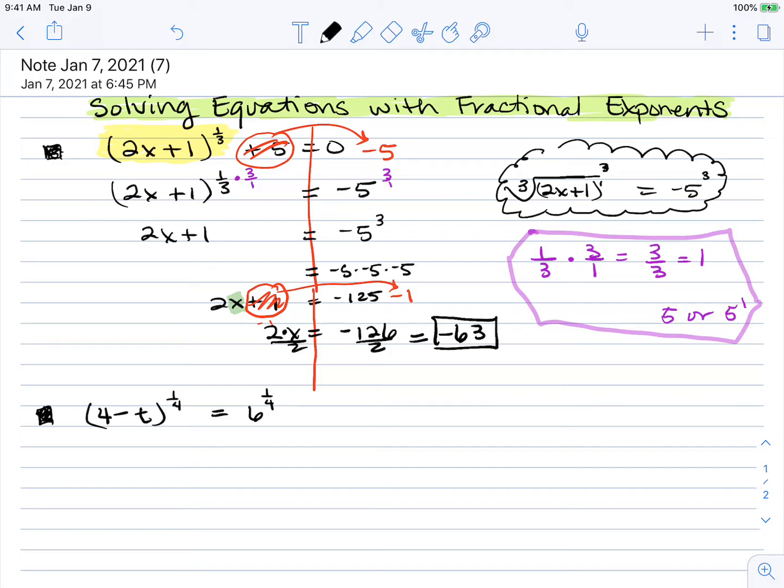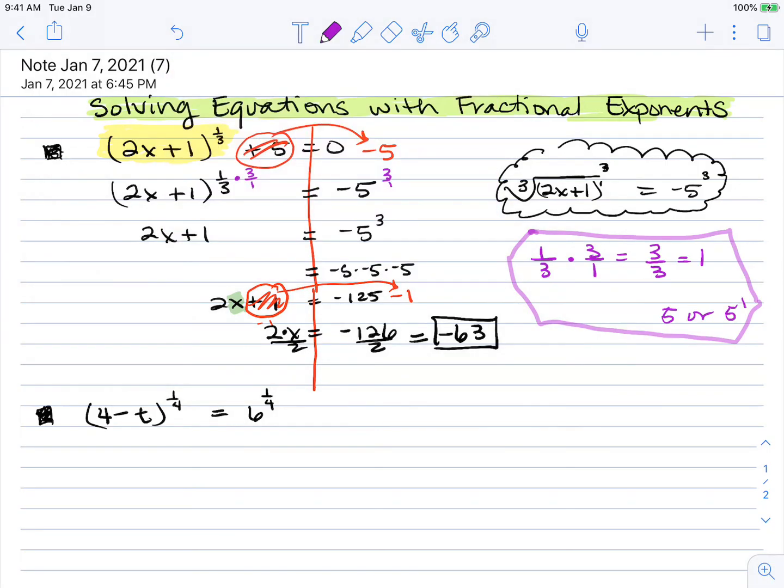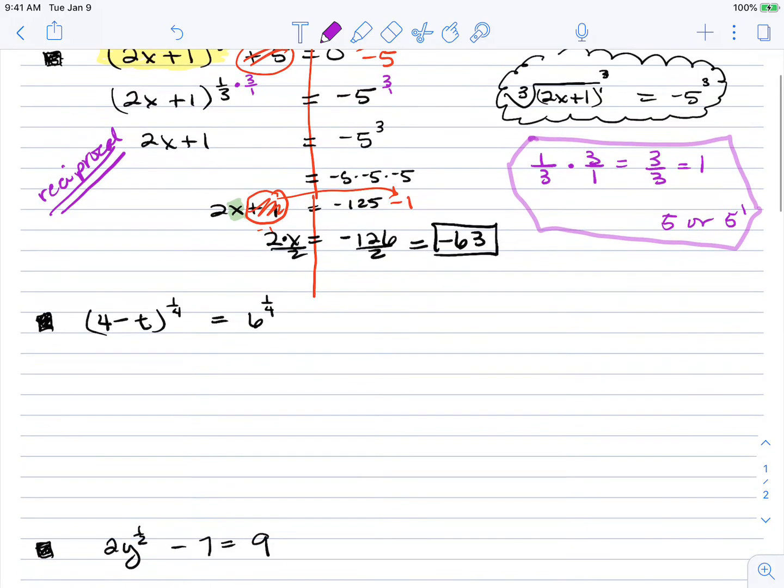So the thing we learned was that we could use the reciprocal. I'm going to put this in purple. We could use the reciprocal to simplify this. All right.